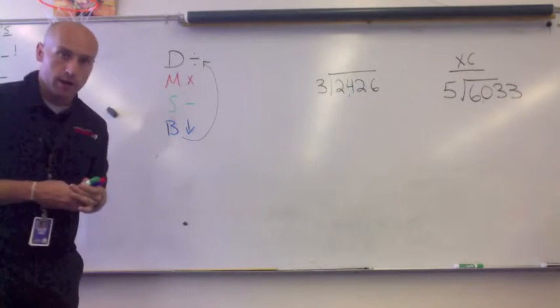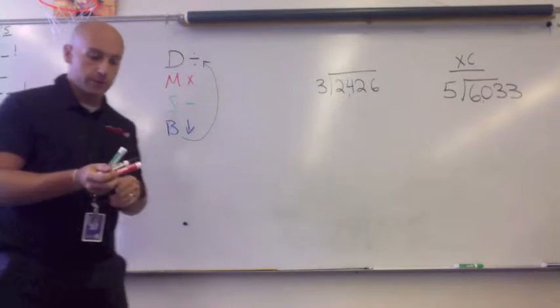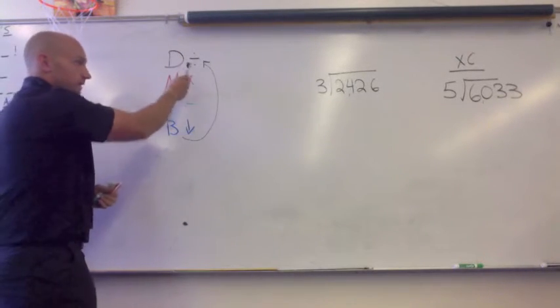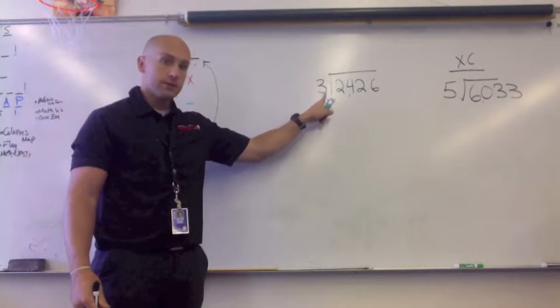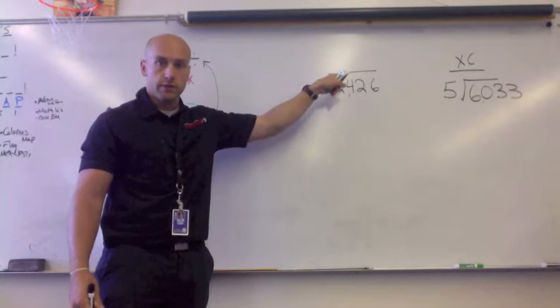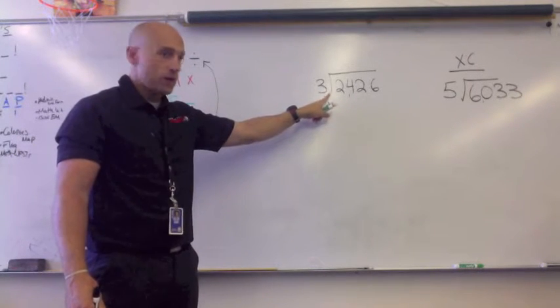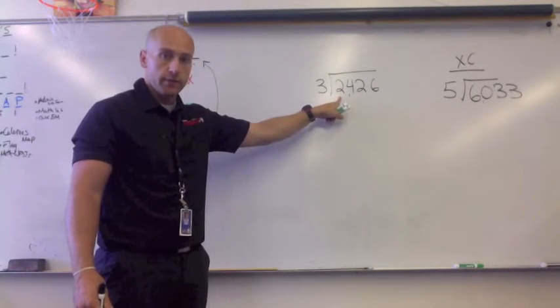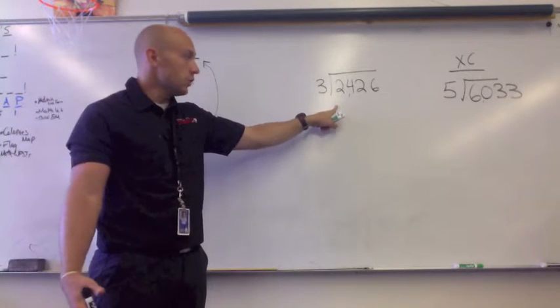So we're going to work through a problem. Okay, so it's 2,426 divided by 3. So the first step, divide. This is our divisor, and this is our dividend, and our answer is going to be the quotient. So we take our divisor and we try to put it into the first number we have here. 3 into 2. 3 does not go into 2. It's too big. So we move over.